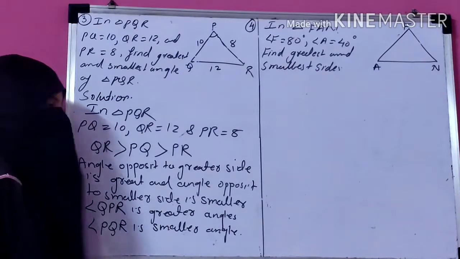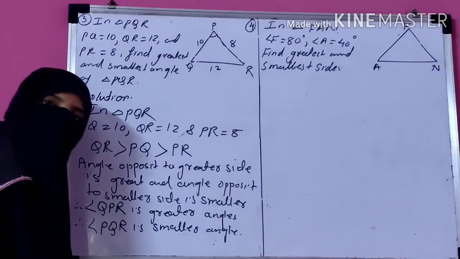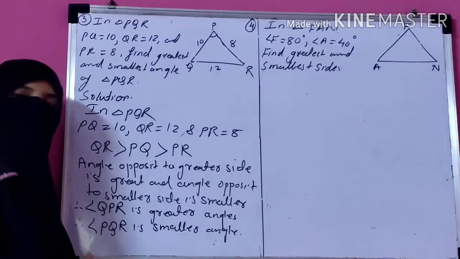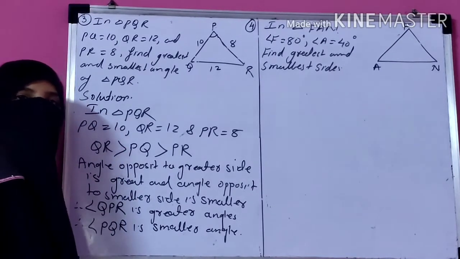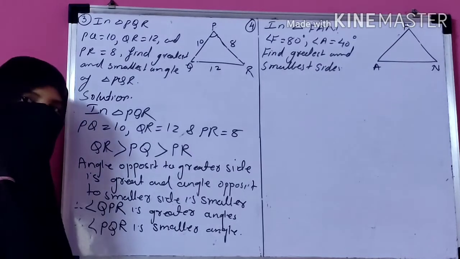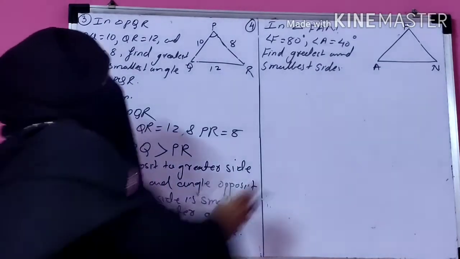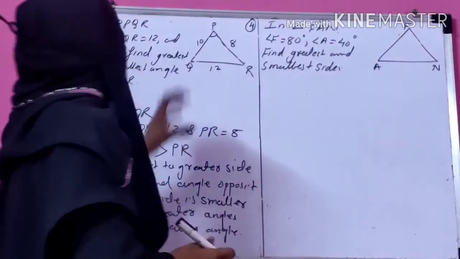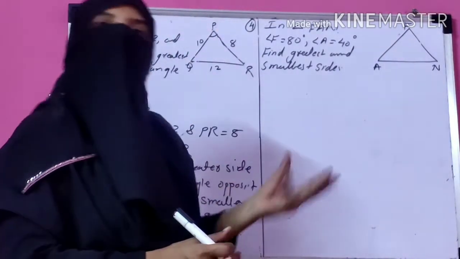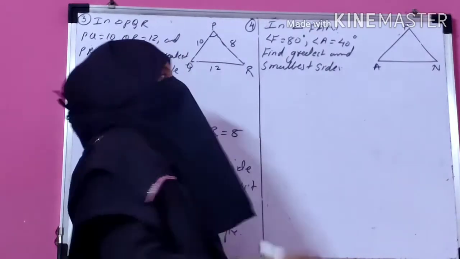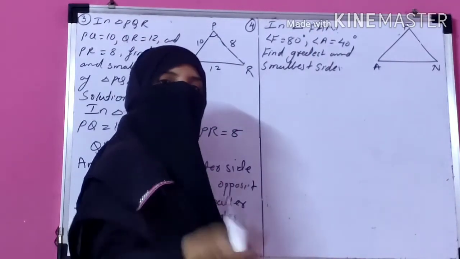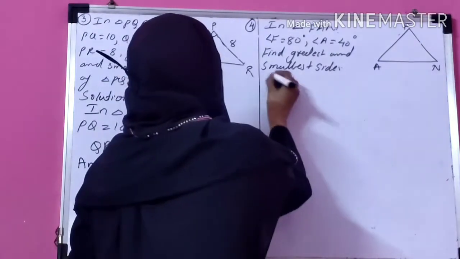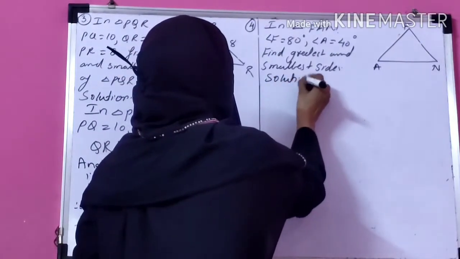If the sides are given and you have to find the greater and smaller angle, then you have to apply this property: the angle opposite to the greater side is greater and the angle opposite to the smaller side is smaller. Question number 4 is similar to that, but it's the converse. Here sides are given and you have to find the greater and smaller angle, but there angles are given and you have to find the greater and smaller side. So let's start the solution.